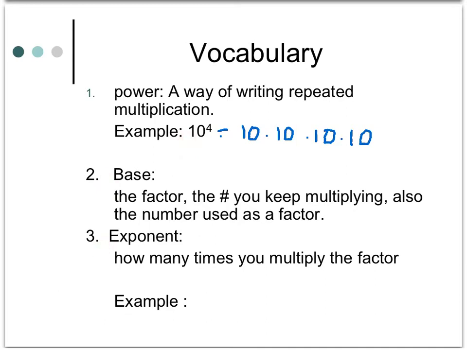The exponent is how many times you're going to multiply the factor. So this 4 right here tells me I'm going to multiply this 10 4 different times. So 10 to the fourth power, we said, is 10 times 10 times 10 times 10, which is the same thing as 10,000. Notice I see 4 zeros, 1, 2, 3, 4, and I have 4 zeros in my answer.